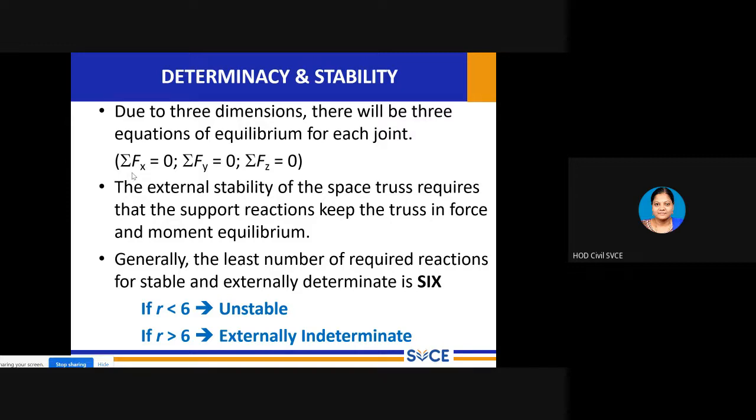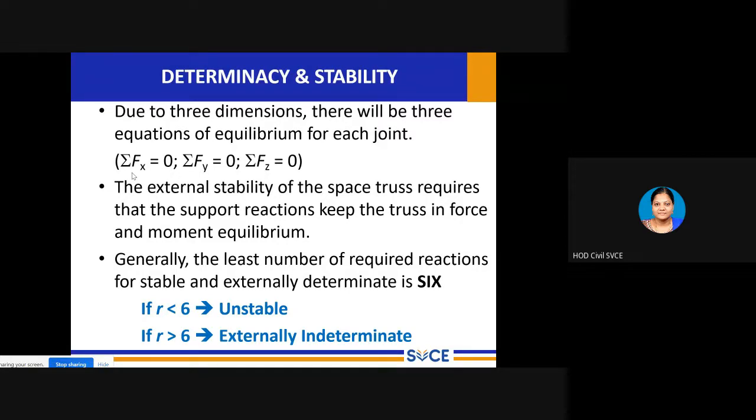And here, for a truss to be stable, the number of external reactions present in the truss should be 6. Here R represents the number of support reactions provided. So if R is less than 6, the truss is considered to be unstable. And if R is greater than 6, it is considered to be externally indeterminate. Here R refers to the number of unknown reactions or support reactions. So R should be 6 in order to say that the truss is stable. If R is less than 6, definitely the truss is going to be unstable. And if R is greater than 6, definitely we're going to call that truss an externally indeterminate truss.